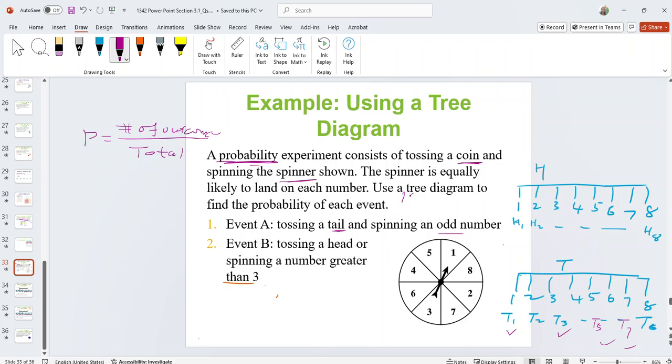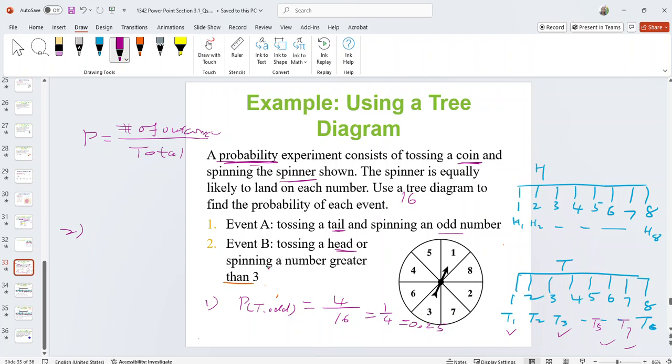Okay, all right. So the first one right here, I will be tossing a tail and an odd number. I will have a 1, 2, 3, 4 out of 16, or 1/4. Or if you convert it into decimal point, 0.25, 25% of the time, right? Second one, tossing a head or spinning a number greater than 3.